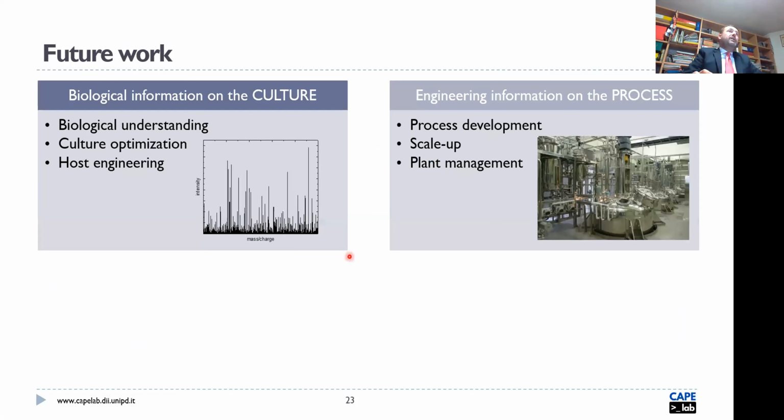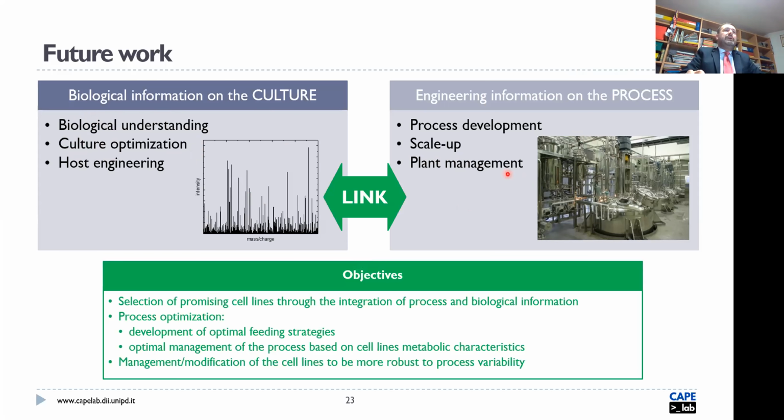But what's next? Typically, in all the stages of the development, we have information which is related to the engineering part, so the process development, the process scale-up, the plant management, and information which is related to the biological world. These are intended to understand the biological features, to optimize our culture, to do some host engineering. Now, the next step is to find a link between the process and the biological information.